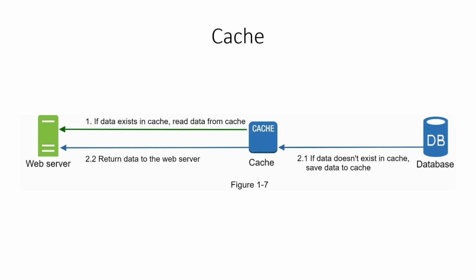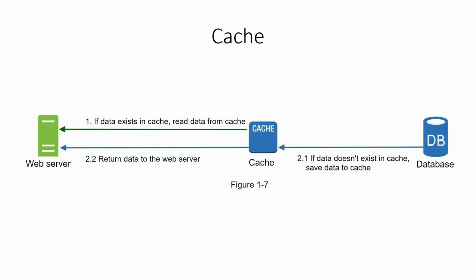Cache tier is a temporary data store layer, much faster than the database. The benefits of having a separate cache tier include better system performance, ability to reduce database workloads, and the ability to scale the cache tier independently. Figure 1.7 shows a possible setup of a cache server.